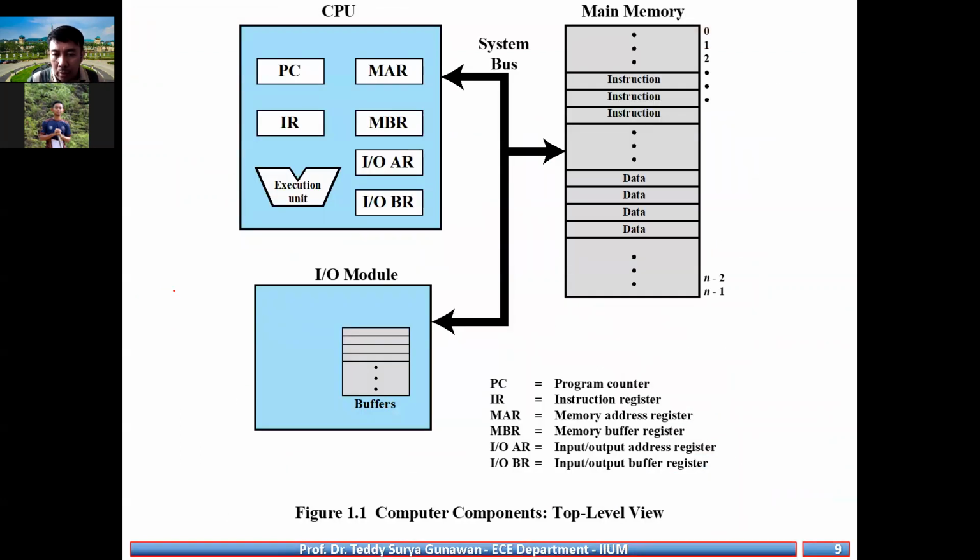Yeah, so this is the detail of the processor. In more detail, you have the CPU. You have the program counter, memory address register, instruction register, memory buffer register, I/O, and the execution unit: multiplication, addition, subtraction, and so on. And then memory you divide into two. Of course, you have here 0 to n minus 1, so for 16 gigabytes, from 0 to 16 gigabytes. And then you normally divide it into instructions and data.